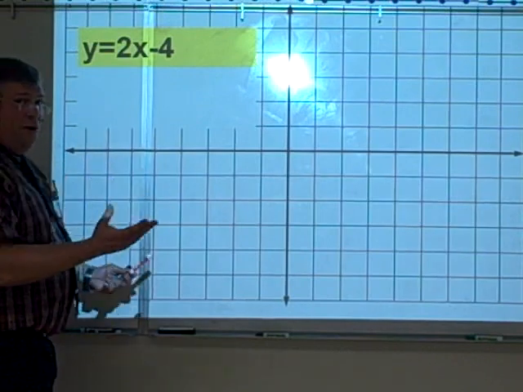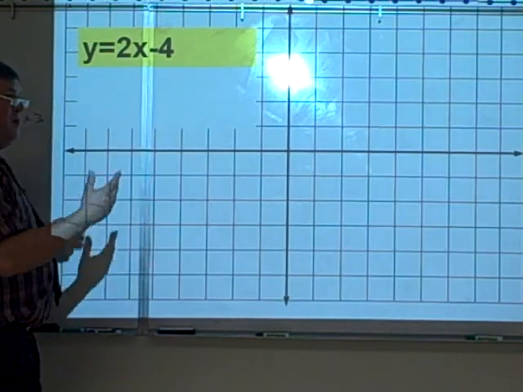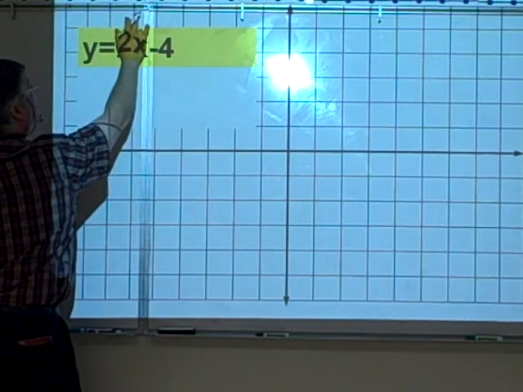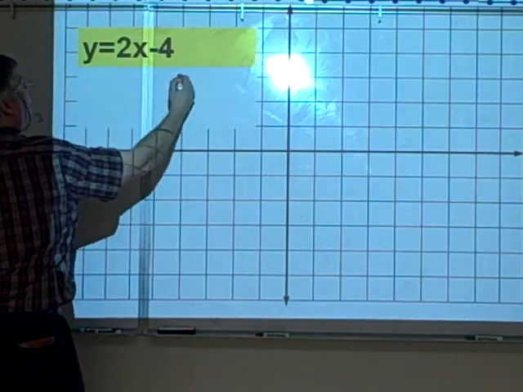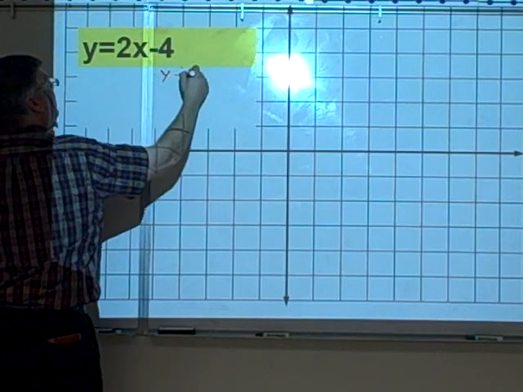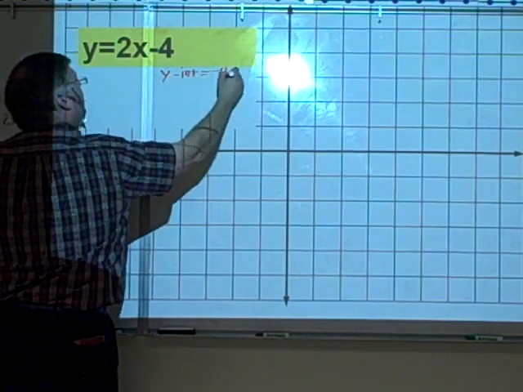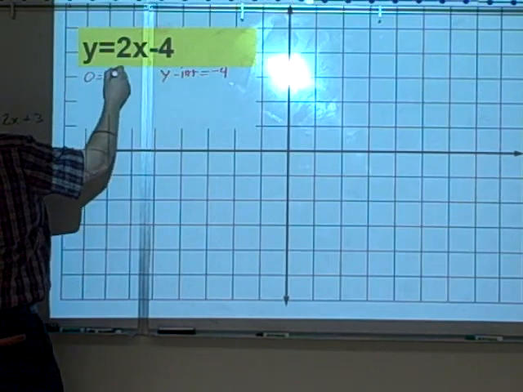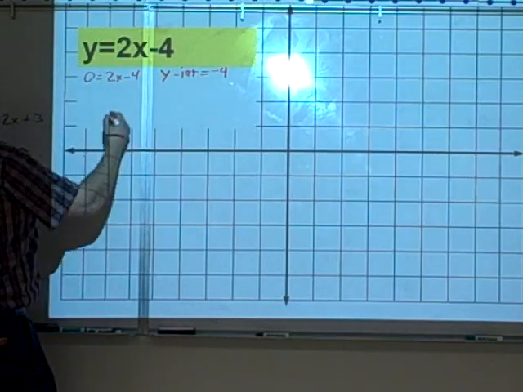Alright, this one is in slope-intercept form, but let's say we didn't want to work with that. We want to work with the intercepts. To do that, we would plug in 0 for x, which gives us y equals -4. So the y-intercept is equal to -4. Plug in 0 for y, you get 0 is equal to 2x minus 4.